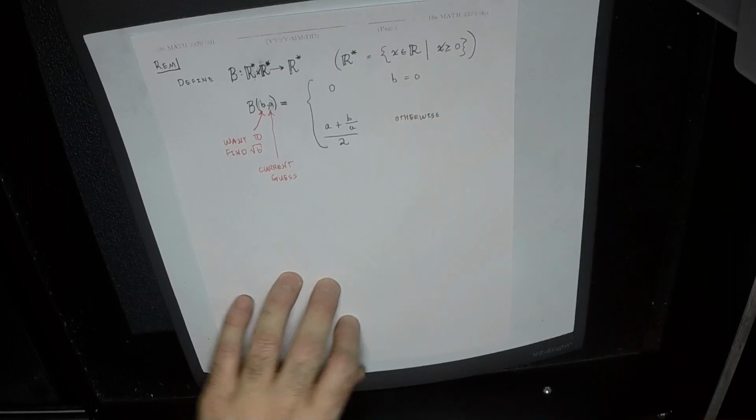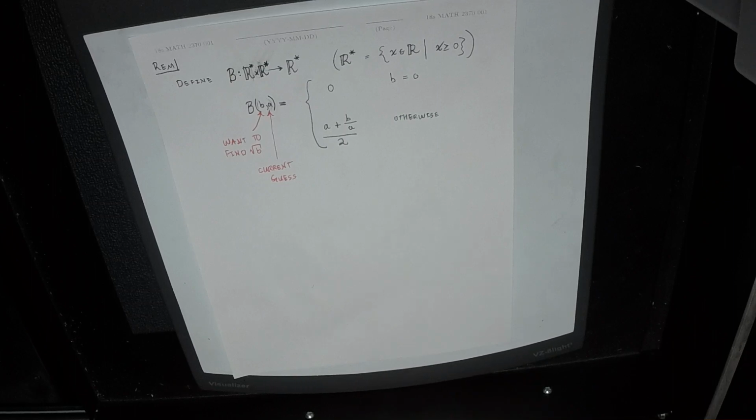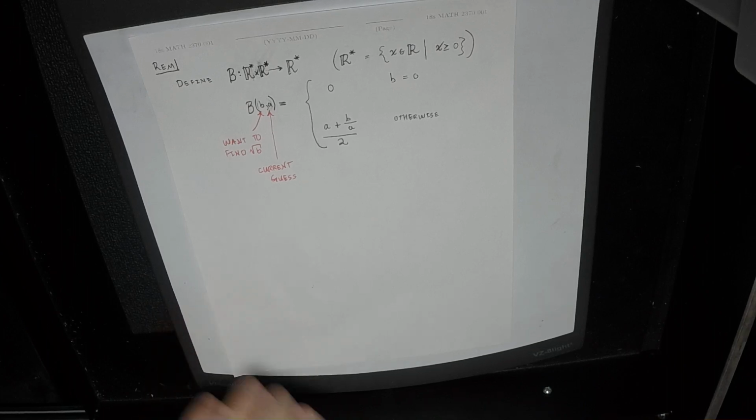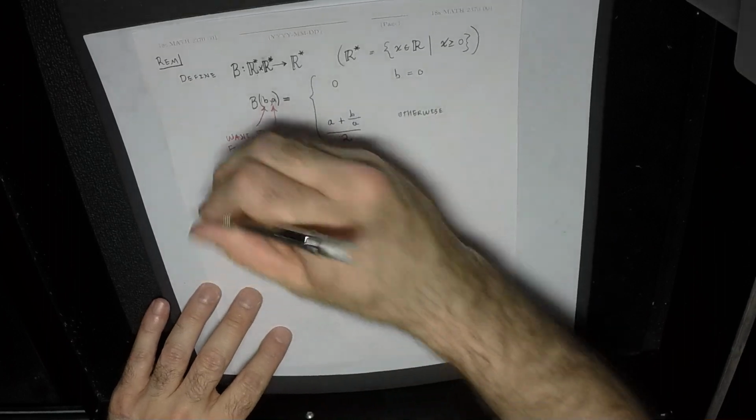Do we not do anything for when A is exactly B? No. So all that this thing does is just tell you what your next guess should be. That's its only job. Now, let's define.